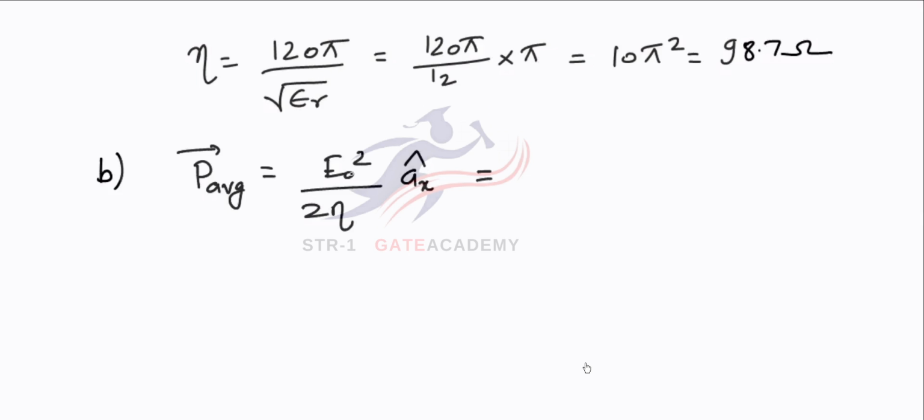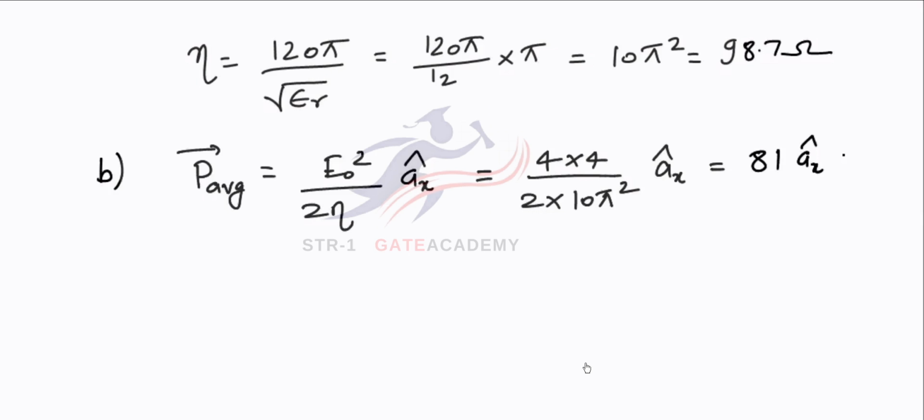What is the magnitude of electric field? It is 4. So 4 into 4 divided by 2 into, we have just now found the value of eta, it's 10 into pi square, into ax vector, which comes out to be 81 ax vector milliwatt per meter square. So this is the average power. So this is an example.